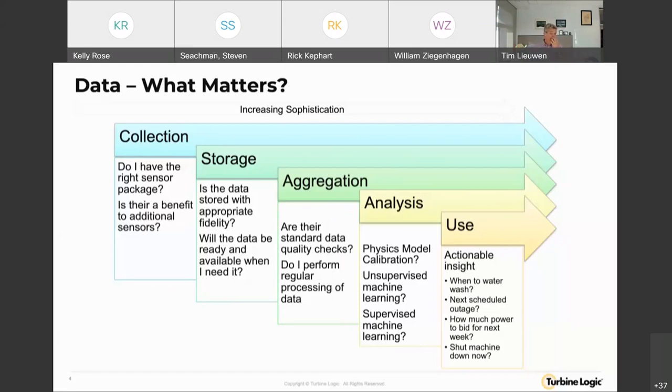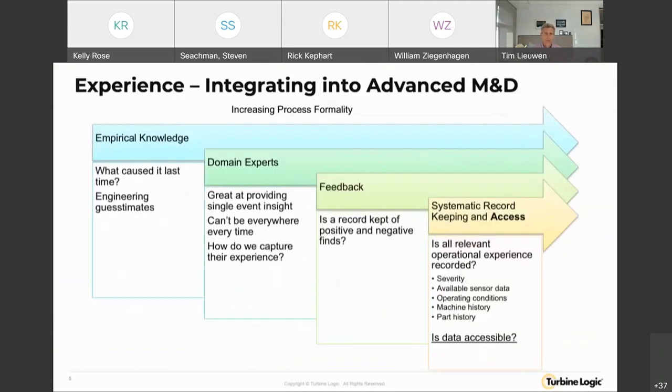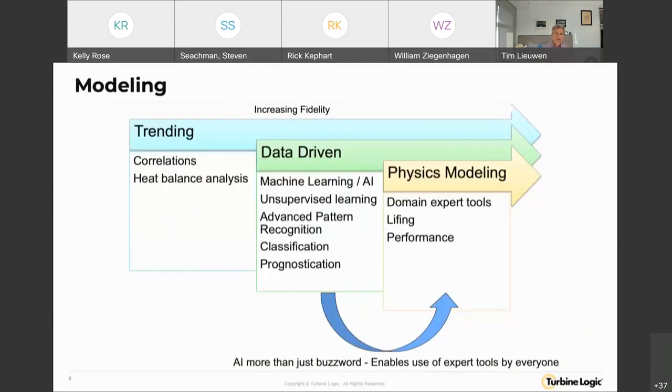The next piece is experience. And this is really how do you tap into the knowledge and the understanding of users, operators, data records, and things like that. And again, there's a whole spectrum of increasing formality in the process, increasing sophistication in terms of leveraging that experience. And then the last thing I'll talk about is the modeling piece. So I talked about data, I talked about experience and modeling, because really, to me, where intelligence comes from is the synergistic bringing together of those three things. So next slide, modeling.